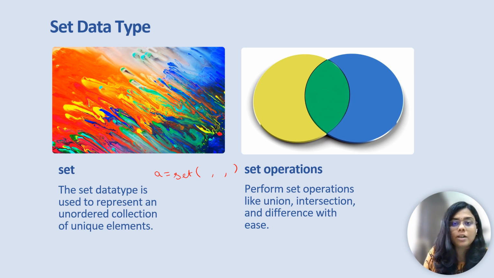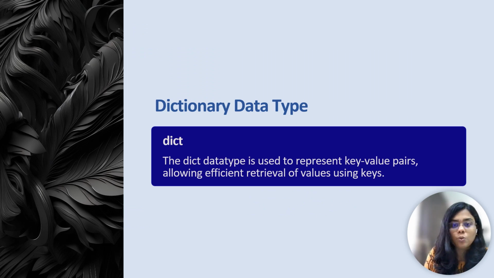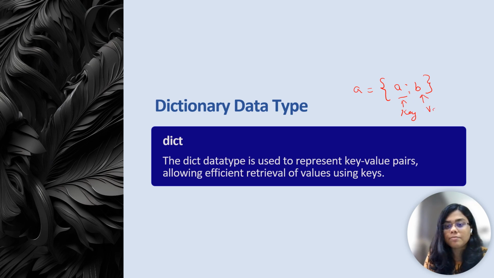Next, we look at the dictionary data type. What is a dictionary data type? The dictionary data type is used to represent key value pairs. It allows efficient retrieval of values using the keys. So how is a dictionary defined? We say A equals, in the curly braces, we define values where A is P. So this is how we define a dictionary, where A is the key and then B is the value. We have key value pairs in a dictionary.